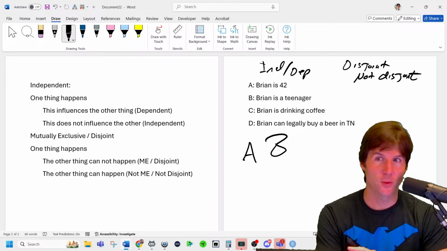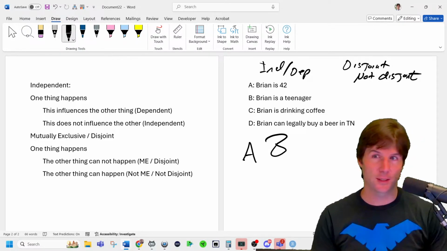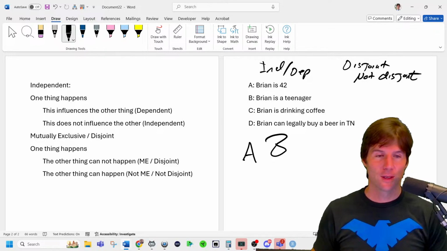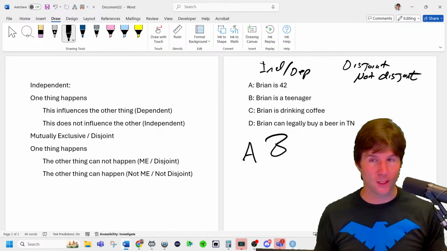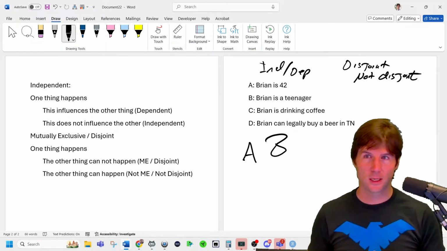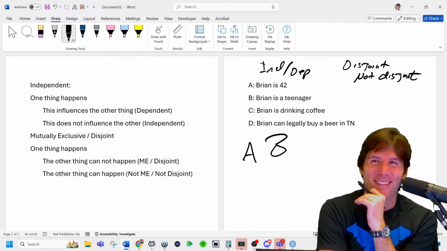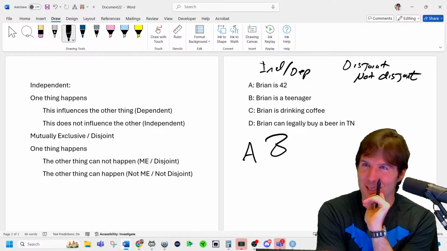So answer both of them, because it's two separate ideas. Because you can have independent disjoint, dependent disjoint, independent not disjoint, dependent not disjoint. Actually, I think one of those you can't have. Because if they're disjoint, they're dependent. So you can't have disjoint independent. That's the only one you can't have.